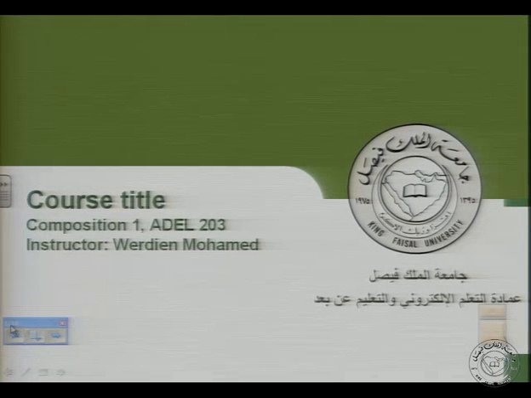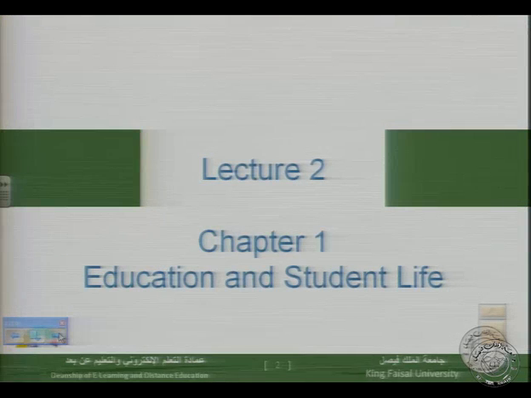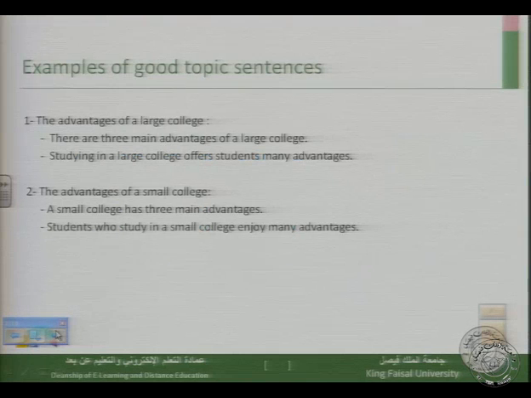Today we are going to start our second lecture, lecture 2. So here, lecture 2, we are going to continue with chapter 1, Education and Student Life. If you remember last time in lecture 1, I gave you a homework. It was to write your topic sentence, a topic sentence on the topic you chose. You remember we had two topics. The first topic was the advantages of a large college, and the second was the advantages of a small college. And here you will have examples of good topic sentences for both topics.